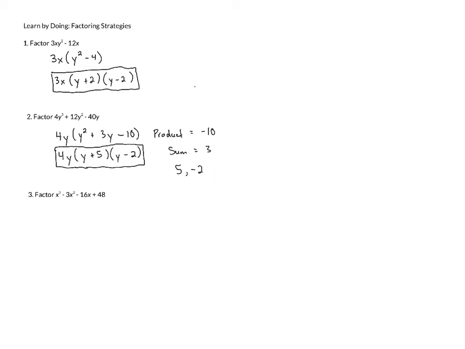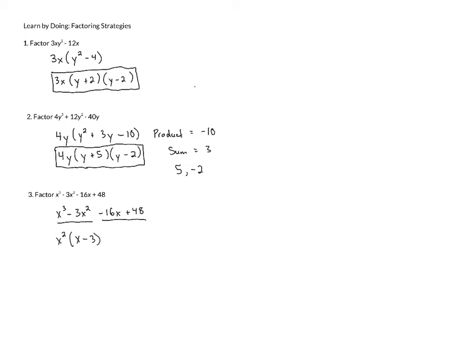Because there are 4 terms, we should use factoring by grouping. So we'll look at the first 2 terms, x cubed minus 3x squared, as one group, and then the last 2 terms, negative 16x plus 48, as the other group. In the first group, x cubed minus 3x squared, the common factor is x squared, and when we pull that out, we're left with x minus 3. Let's look at the second group now. What should we factor out of the second group?